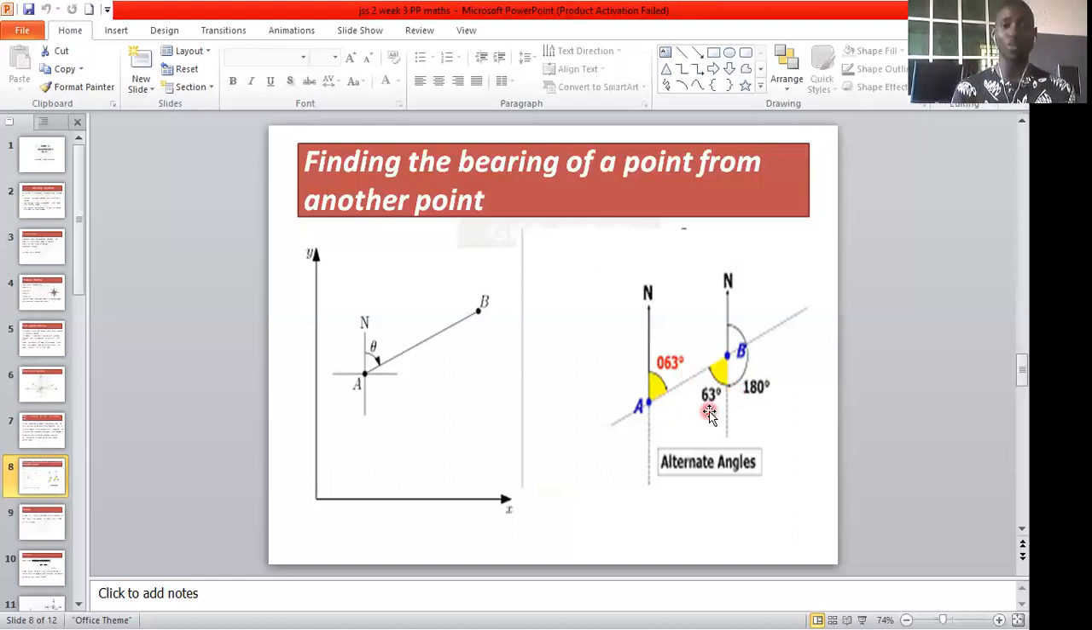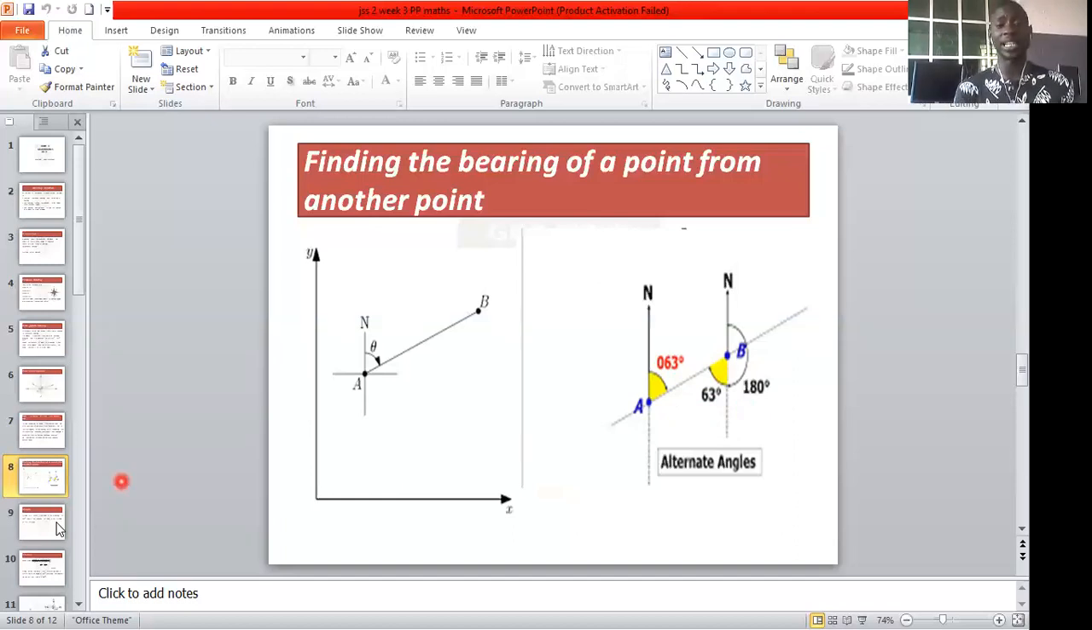So the bearing of B from A will now be 180 plus 63, which will give you 243 degrees. The bearing of B, that is the location of B from A, is 243 degrees. Take note of what I said: I said from A. The bearing of B from A will give you 243 degrees. So let's take an example before we close.